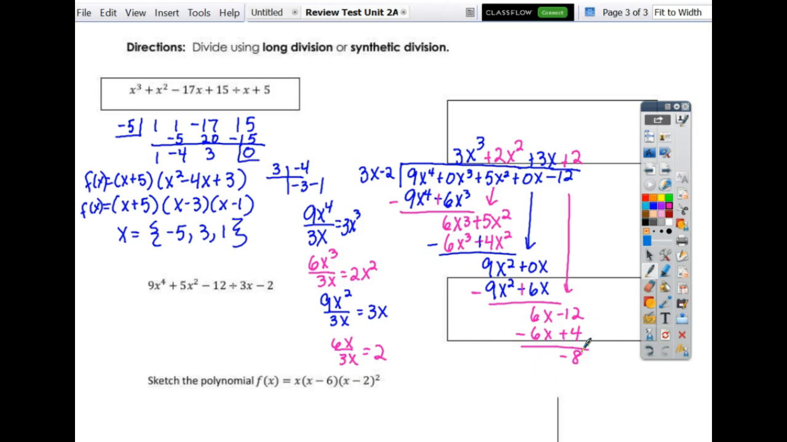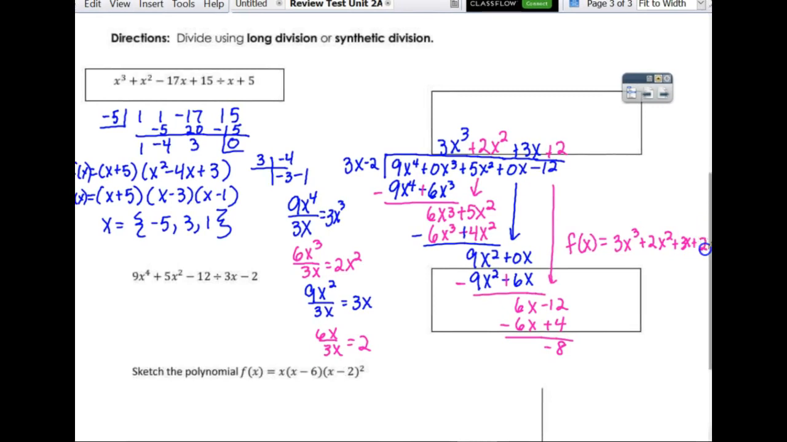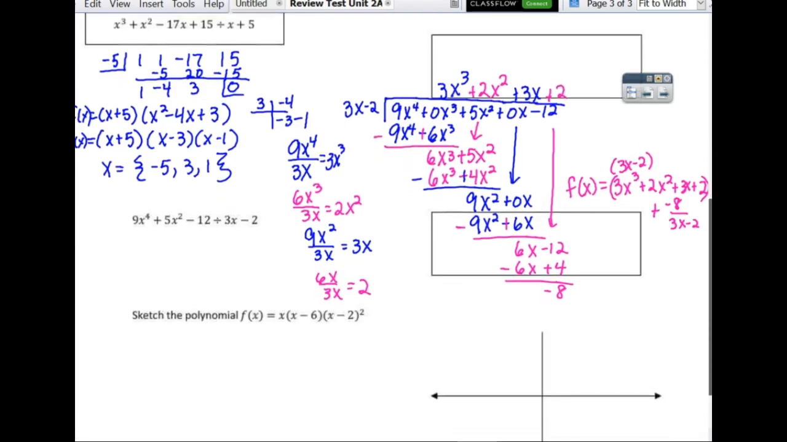So my f of x is going to be, so it's 3x minus 2 times that, and then here's my remainder. A lot of writing, but it's not very hard.